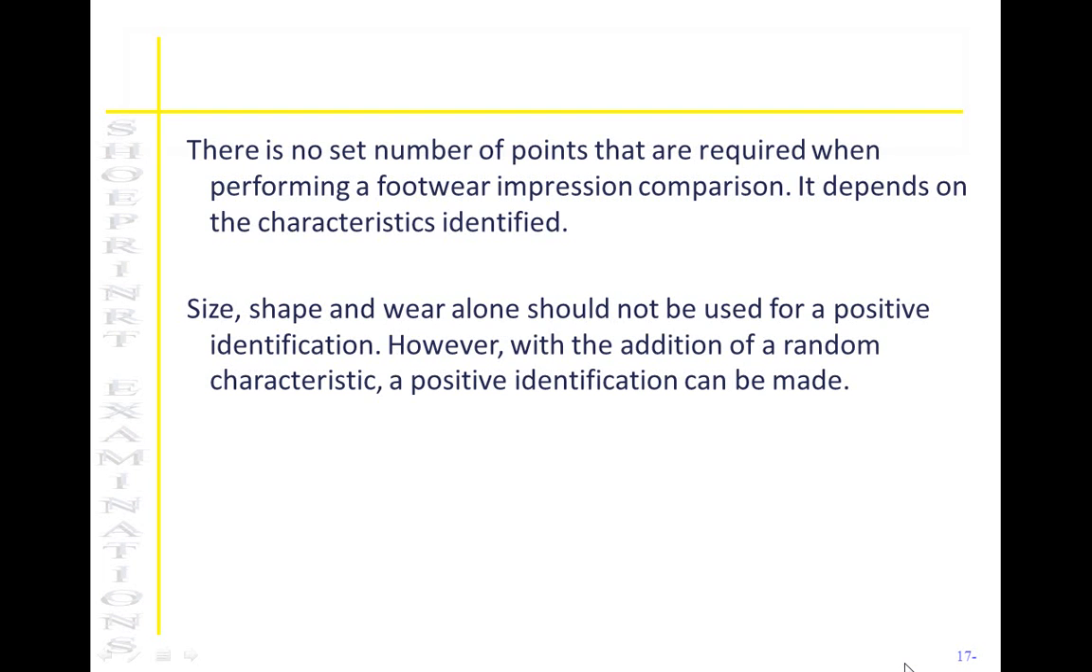There isn't a set number of points that has to be required when you're performing a shoe print comparison. It actually depends on the characteristics that are being identified. So if there are several identifying characteristics that match between the shoe print from the crime scene and the known shoes, a positive identification can be made.